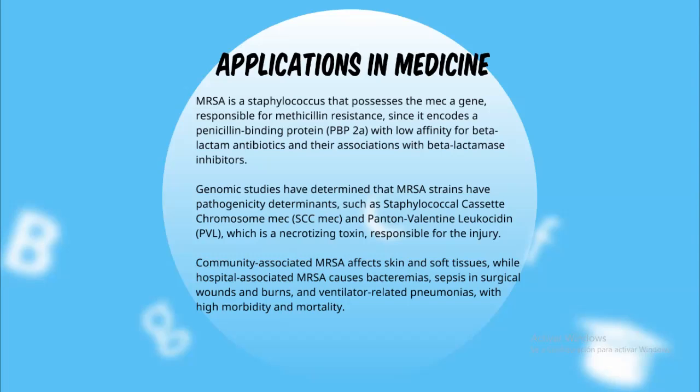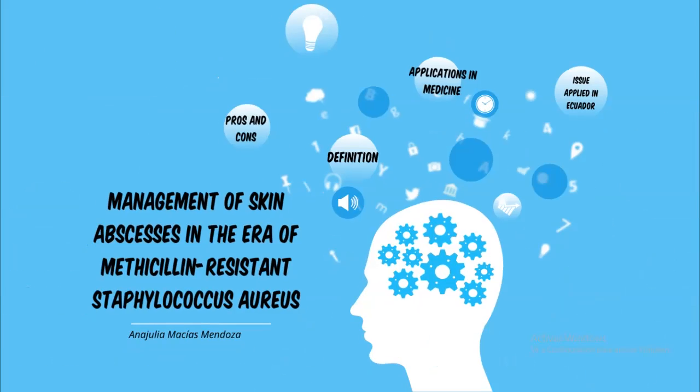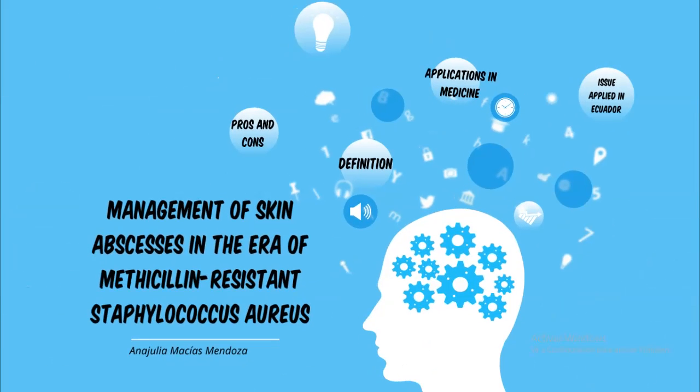Community-associated MRSA affects skin and soft tissues, while hospital-associated MRSA causes bacteremia, sepsis in surgical wounds and burns, and ventilator-related pneumonias with high morbidity and mortality. Pros and cons.